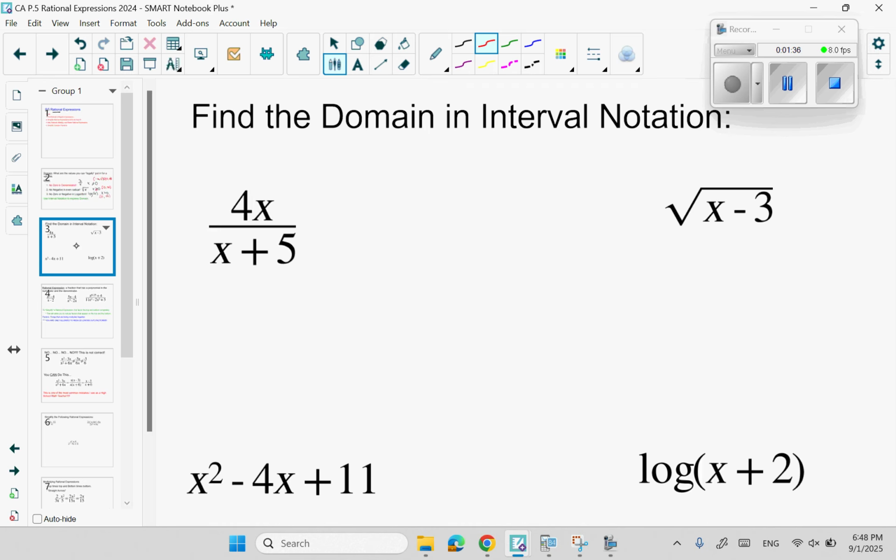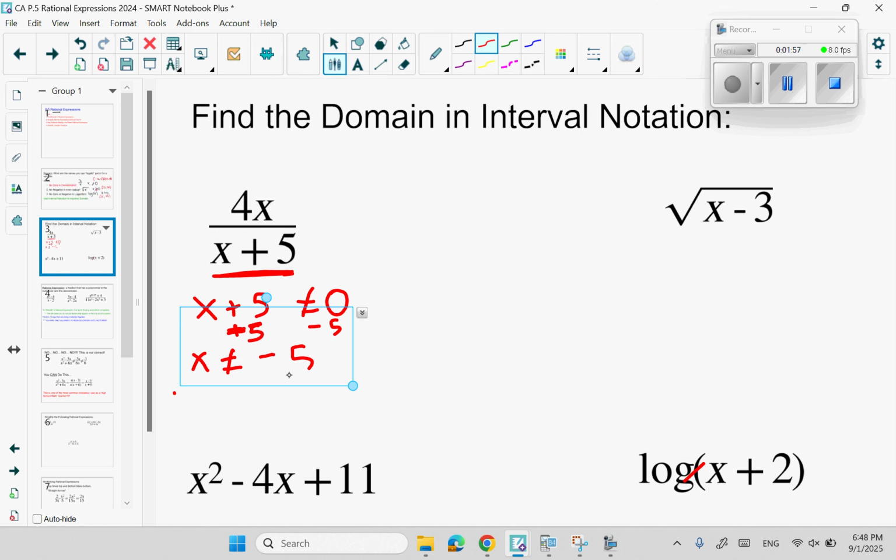So find the domain in interval notation. We see that we have a fraction. So I know that x plus 5, because that's the entire denominator, cannot equal 0. Well, if we get x by itself by subtracting 5 from both sides, I know that x cannot equal negative 5. But it can equal everything else. So everything else would be negative infinity to negative 5 union negative 5 to infinity.